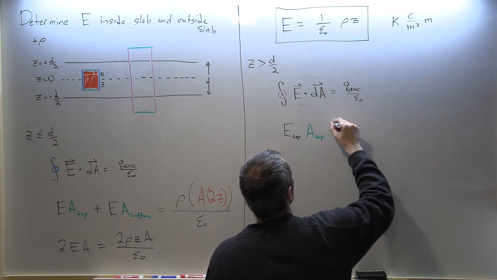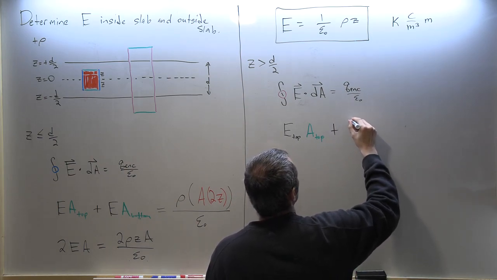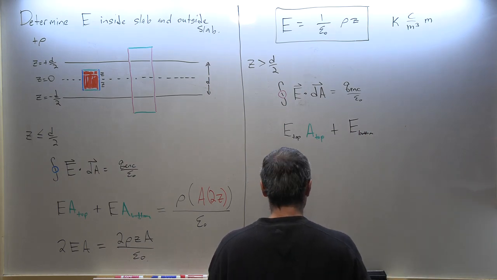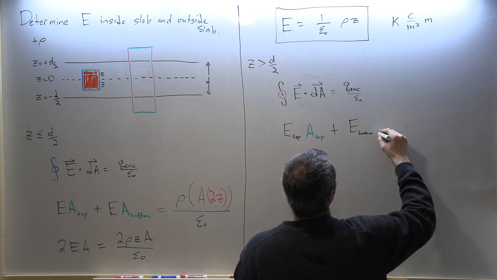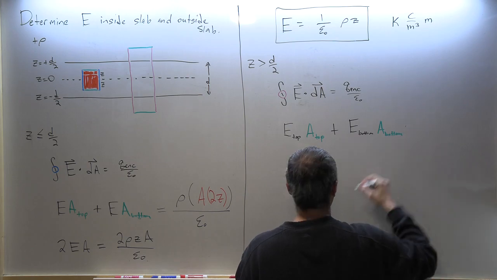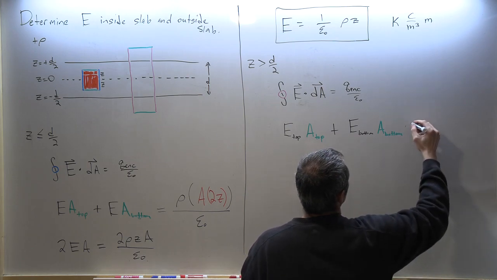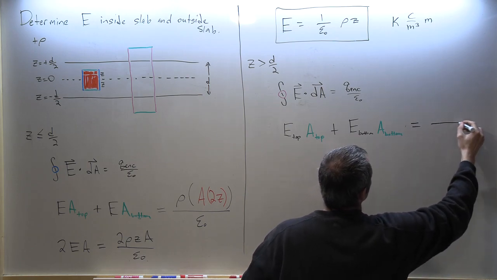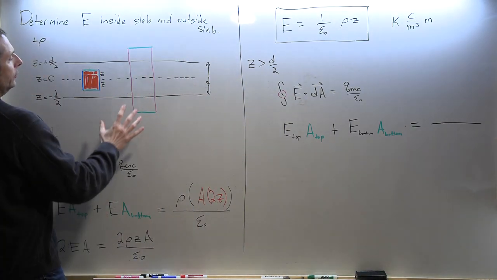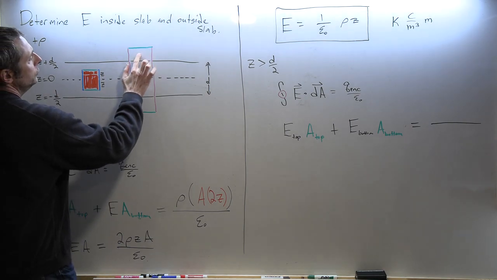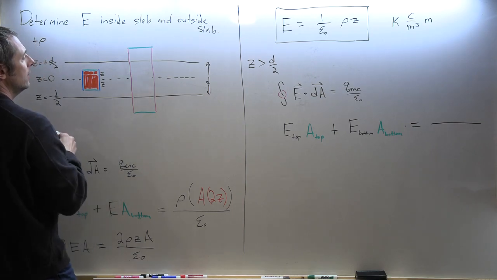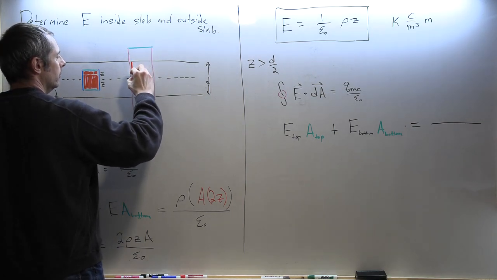plus the electric field through the bottom times the area of the bottom, that's going to equal Q enclosed over epsilon 0. Now, what's the charge enclosed? Well, if you look at this picture, there's no charge here. This is like air up here. The charge is only this part of the plane right here, or the slab.